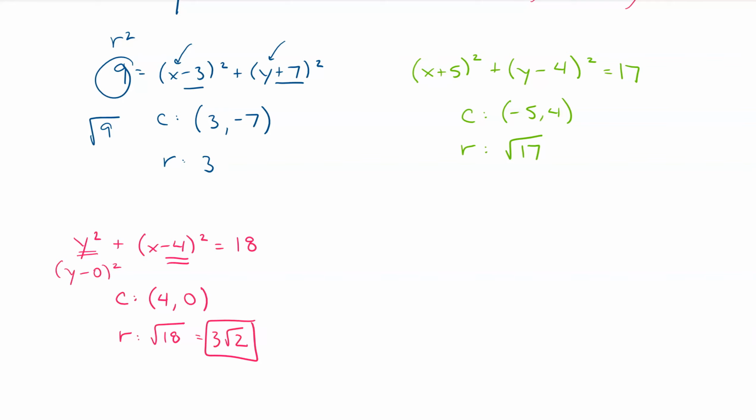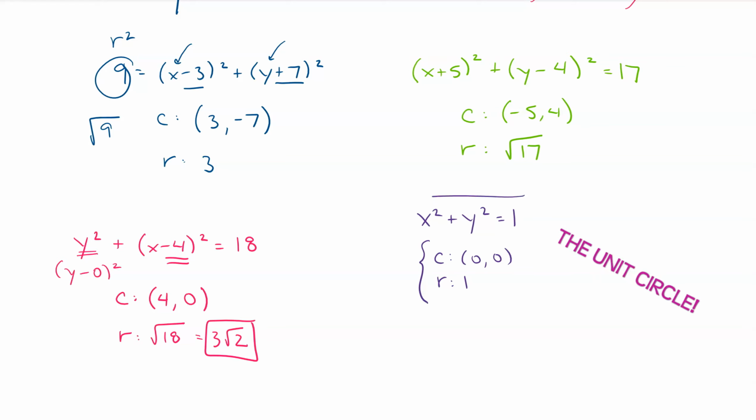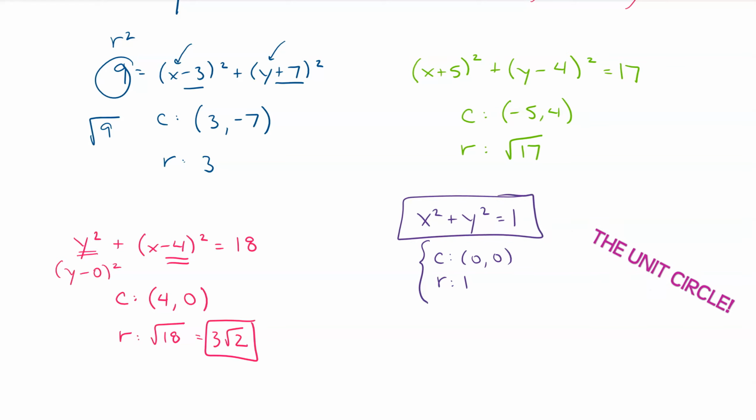Now try this one. The center is 0, 0. The radius is 1. And we know that a circle with a center of 0, 0 and a radius of 1 is the unit circle. So we have found the equation of the unit circle.